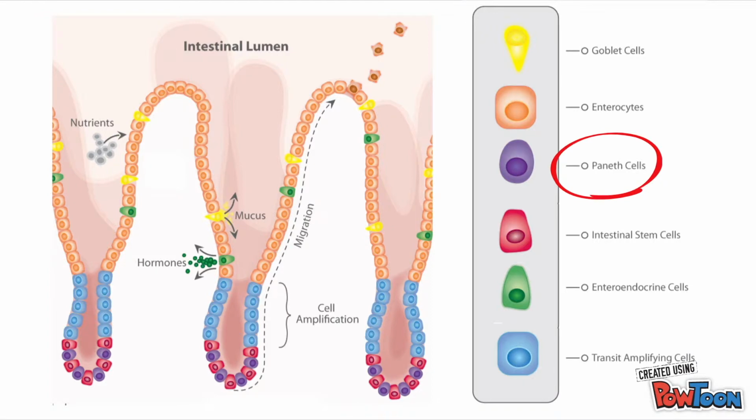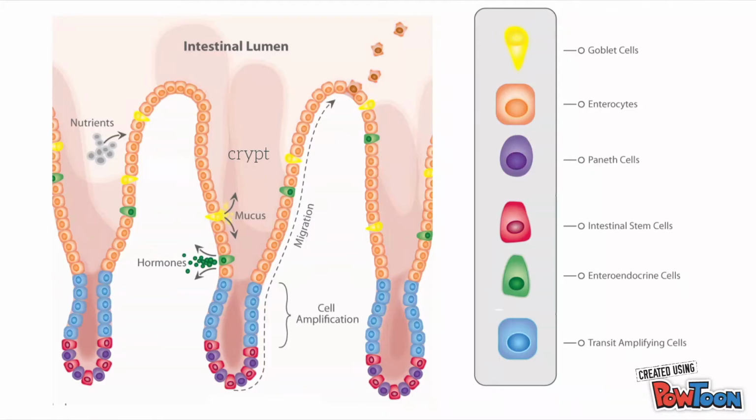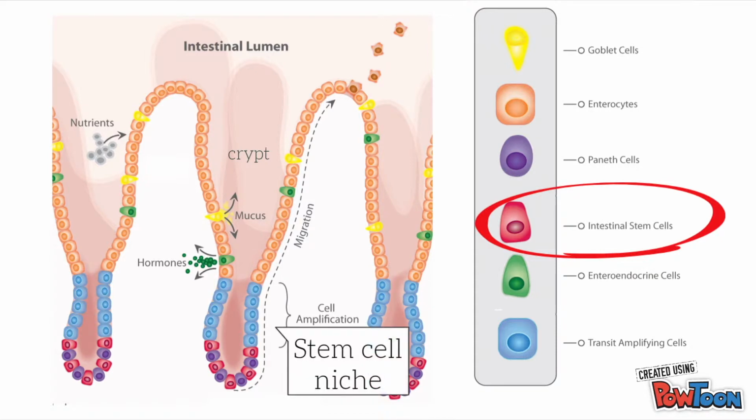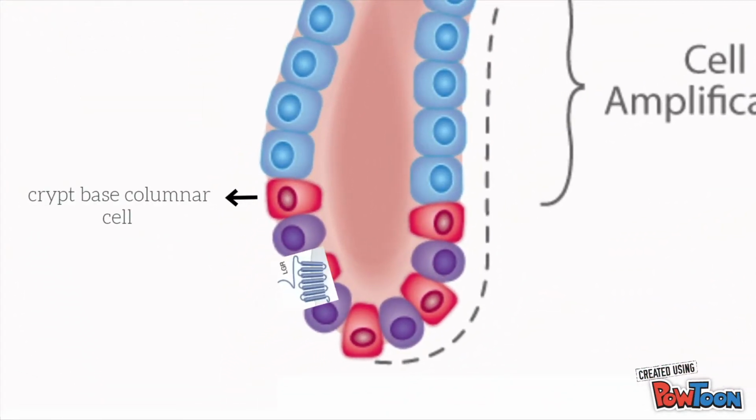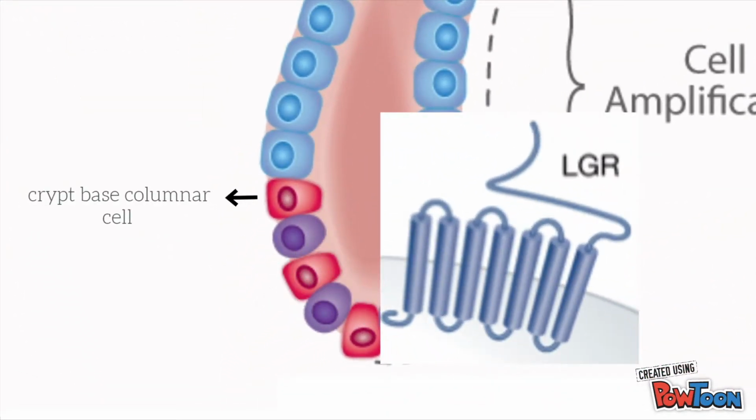They live longer than the other epithelial cells and are important for the renewal of the epithelial layer. You can see there are also other types of cells in the crypt. Another type of cell is the crypt-based columnar cell, which is a stem cell. These cells are located in the stem cell niche, which is in the base of the crypts, and are alternated by the Paneth cells. The cells have a special marker, a G protein-coupled receptor called LGR5.